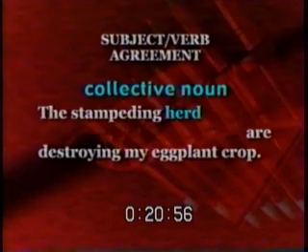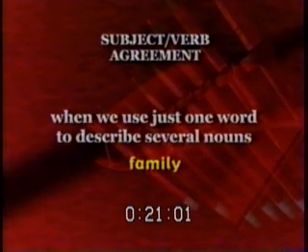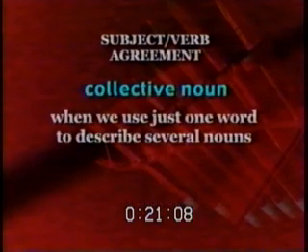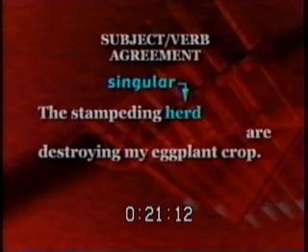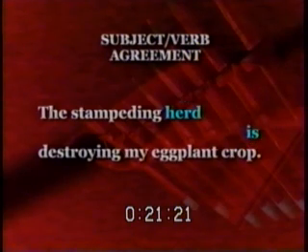Herd is a collective noun. A collective noun is when we use just one word, like family, to describe a bunch of different nouns, like mom, dad, sister, and brother. By rule, collective nouns are singular, so our collective noun, herd, is singular. Let's connect our subject, herd, and our verb, to be. Since we know the verb should agree in number with the subject, we use the third-person singular form of the verb. We say, "The stampeding herd is destroying my eggplant crop."